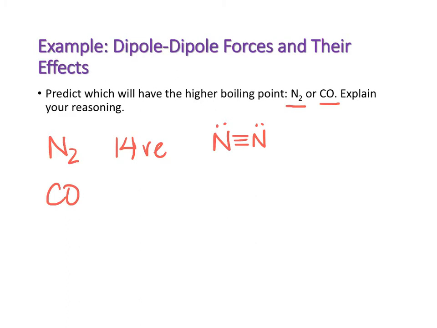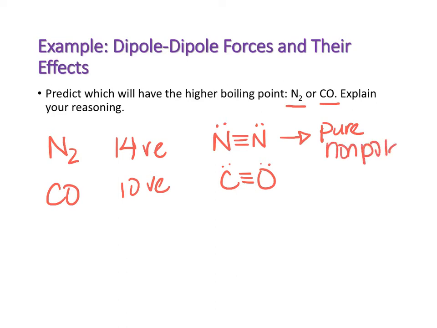And then for carbon monoxide, we would have, let's say, 4 and 6. That's 10 valence electrons that we would use up. And then we would have a triple bond and a lone pair and a lone pair. So these are the two structures. Now, we have to look at these and determine what types of bonds we have here. Whenever you have a bond between two elements that are exactly the same, that is a pure nonpolar covalent bond. So we know that that N2 bond is nonpolar.